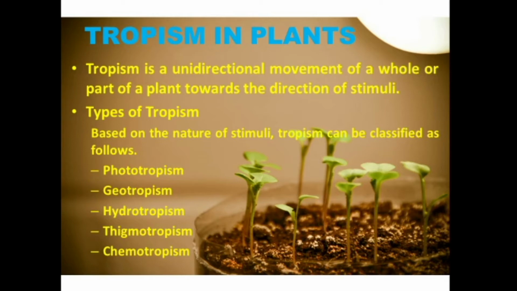There are some types of tropism. Based on the nature of the stimulus, tropism can be classified as follows: phototropism, geotropism, hydrotropism, thigmotropism, chemotropism. We will discuss these in detail. First one is phototropism. Photo means light. The plant responds towards the light.